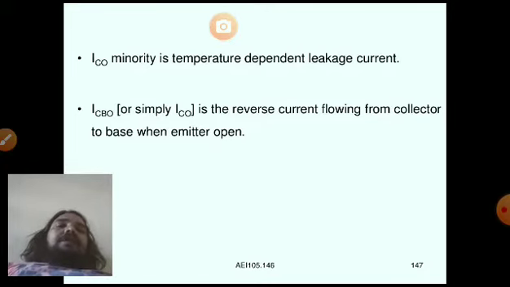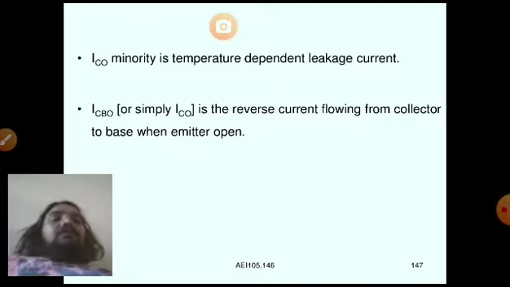ICO minority is the temperature dependent leakage current. ICBO, or simply ICO, is the reverse current flowing from the collector to the base when the emitter is open.